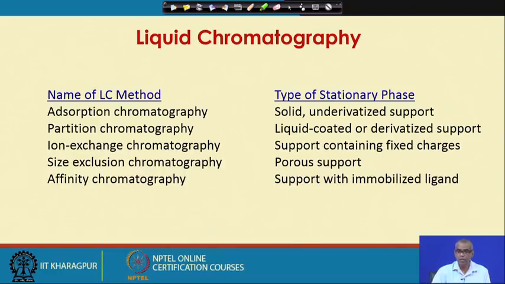Again, depending on various stationary phases, we have different names for liquid chromatography methods. Adsorption chromatography: the stationary phase is solid, underivatized support. Partition liquid chromatography: the stationary phase is liquid coated or derivatized support. Ion exchange chromatography: the stationary phase is support containing fixed charges. Size exclusion chromatography: stationary phase is porous support. Affinity chromatography: stationary phase is support with immobilized ligand.